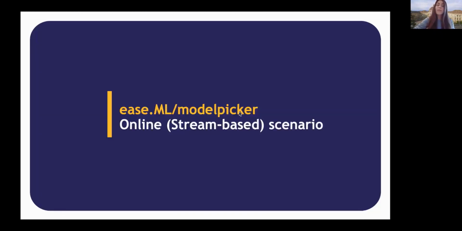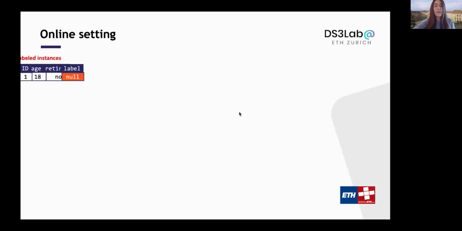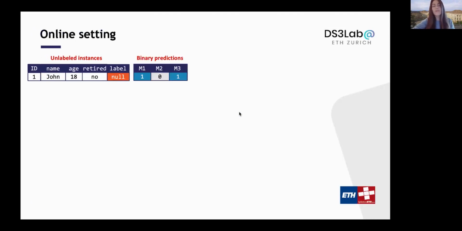So let me first talk about our proposal in the online setting, which is simply that the data instances come one by one instead of being available altogether. So let's say at time instance 0, we have one unlabeled instance, and we have 3 models for a scenario that makes binary predictions, and we have the model predictions. Then the question is, should I ask my label expert to label this data point?